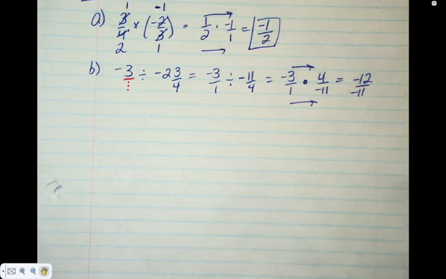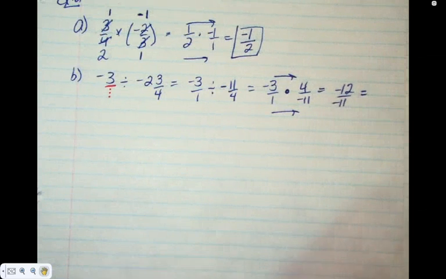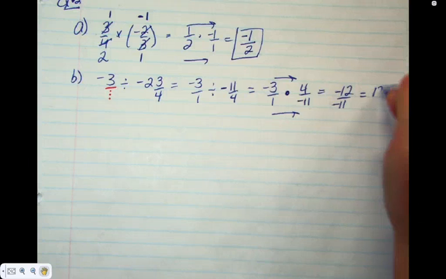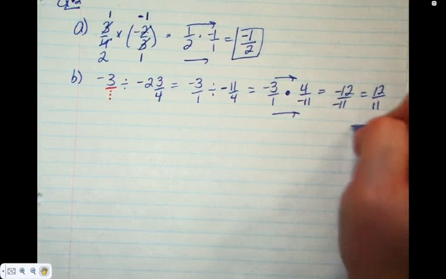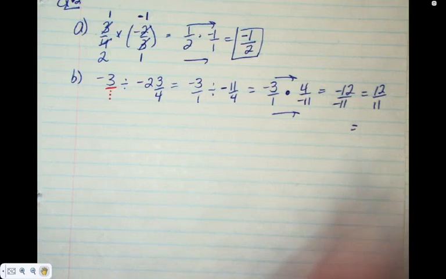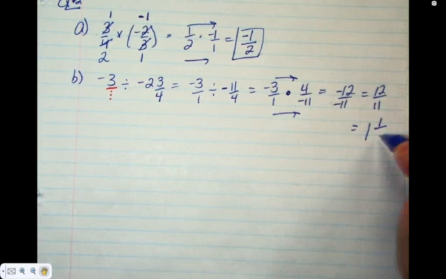Can I reduce? What can I do with those 2 negatives? Yeah, you're just a step ahead of me. The last step is change it to a mixed number. Almost. Perfect.